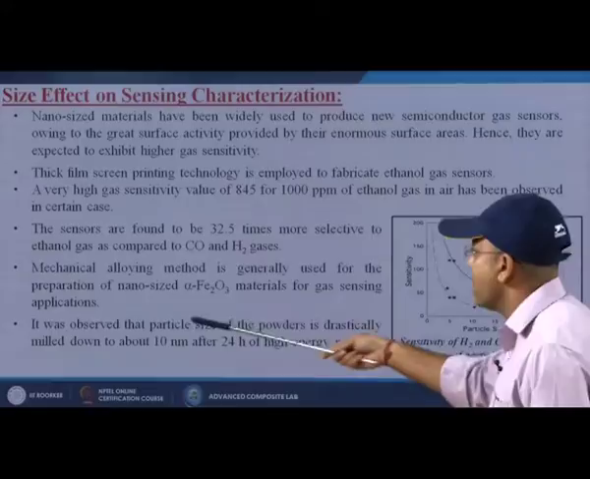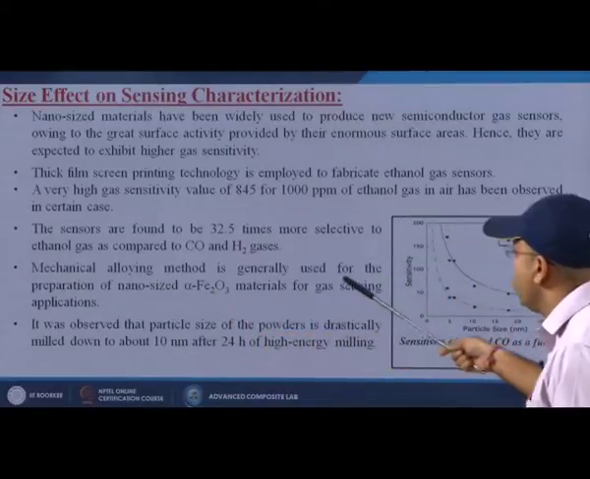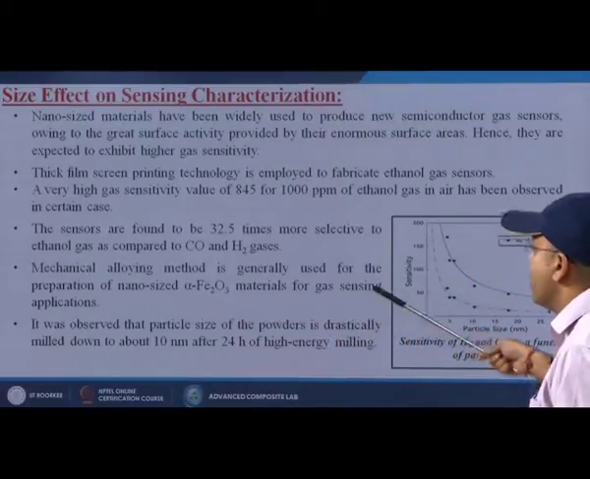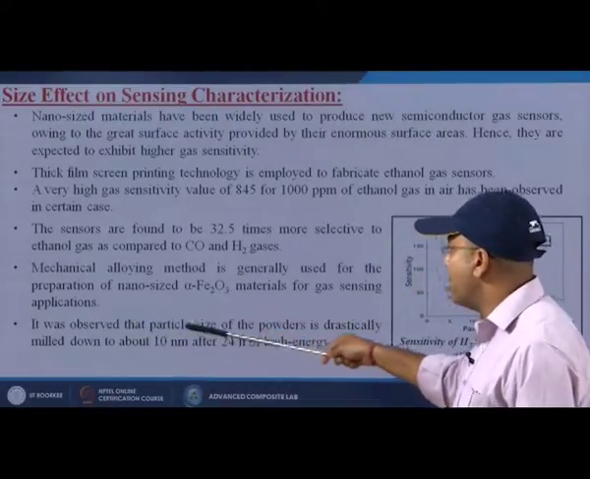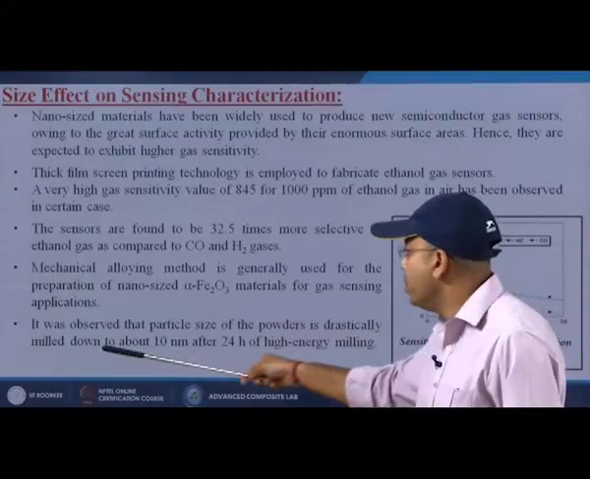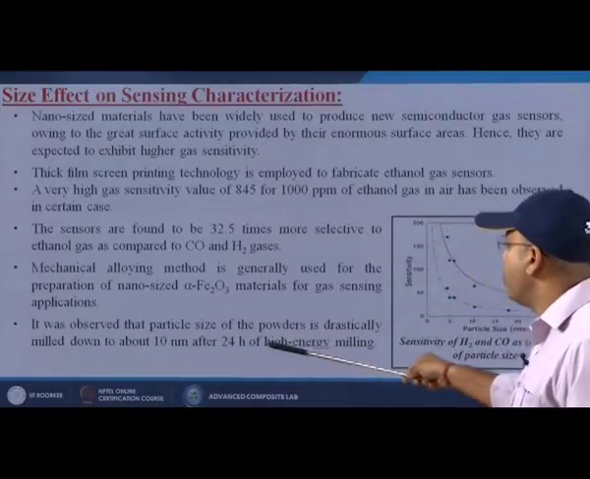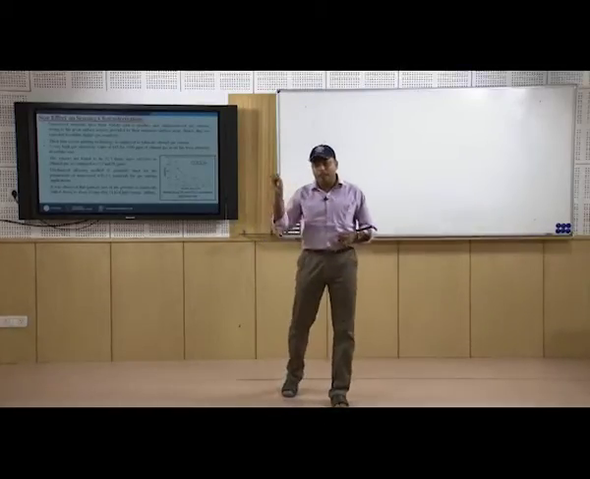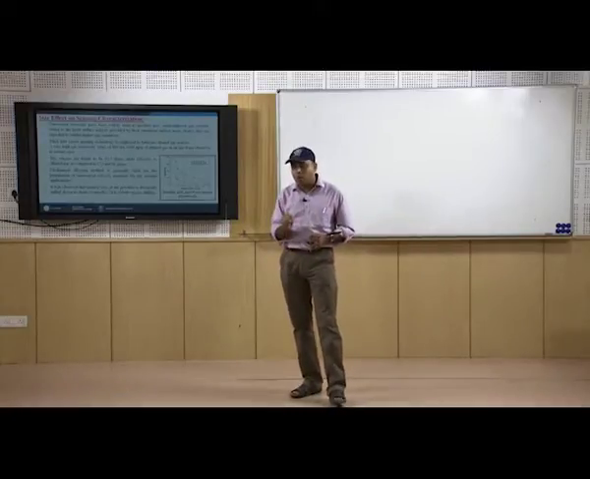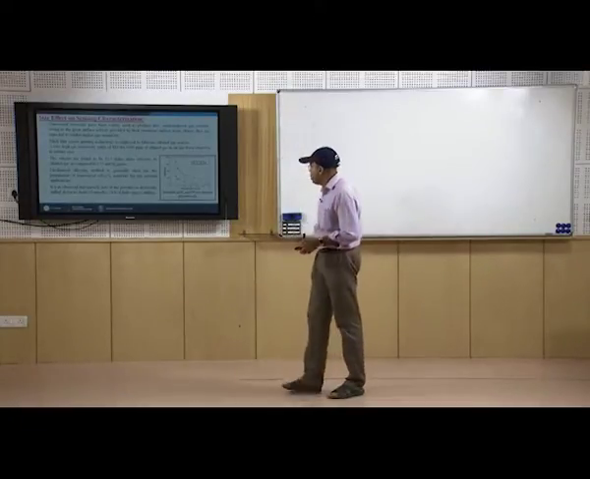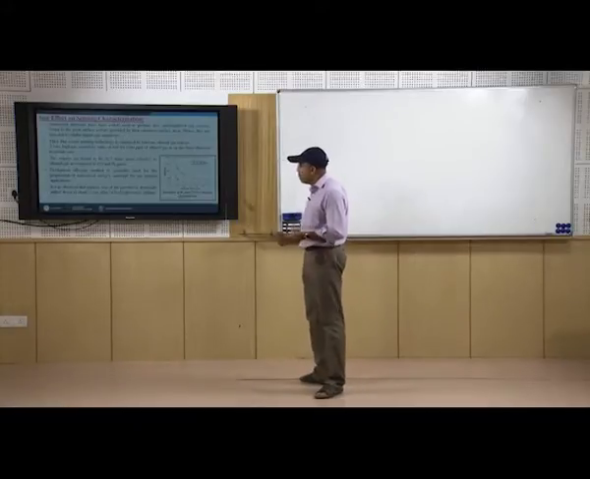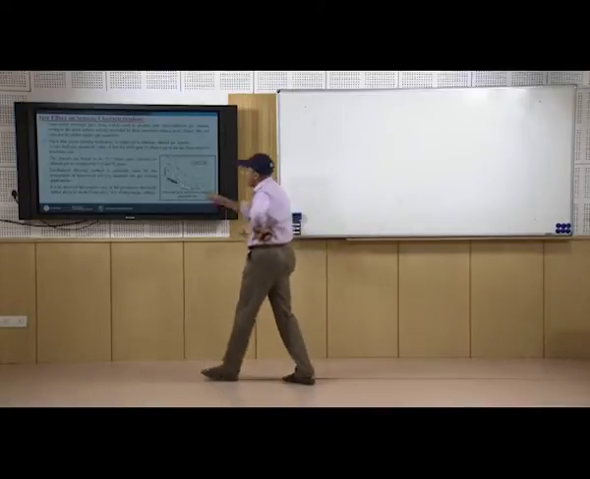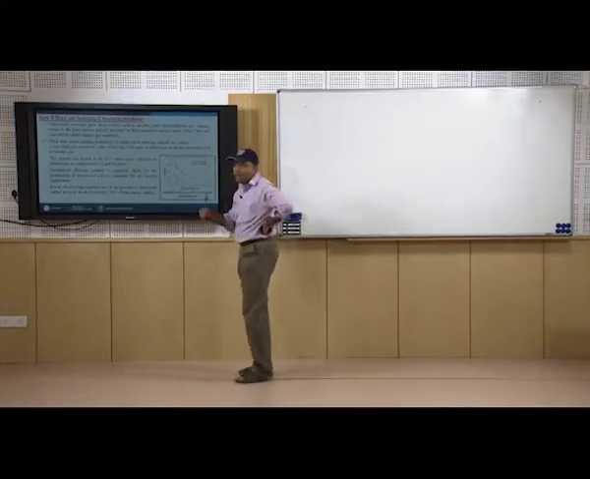Mechanical alloying is generally used for preparation of nano-sized alpha iron oxide materials for gas sensing applications. It was observed that the particle size of the powder is drastically milled down to about 10 nanometer after 24 hours of high energy milling. So, when we are reducing the particle size by milling operations and using that small particle size for sensing applications, the sensitivity of that particular material is tremendously enhanced. It is almost 32.5 times better than the micro size.